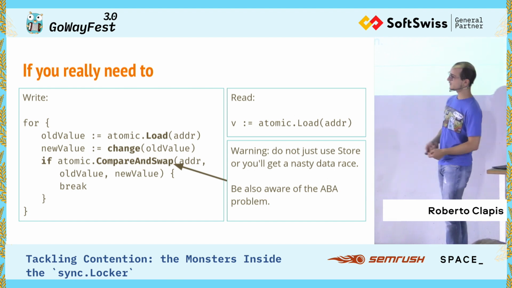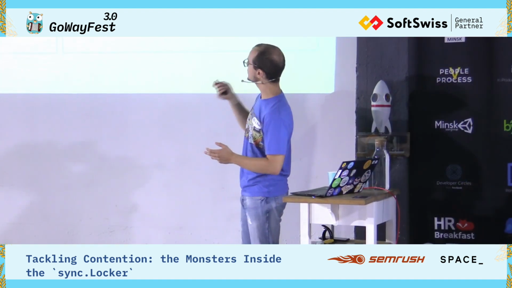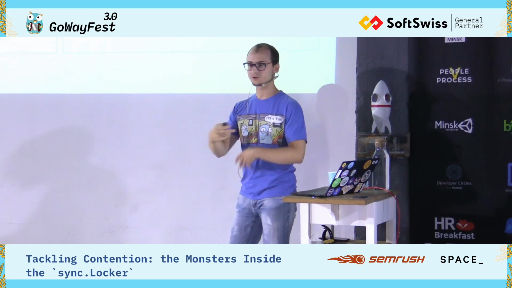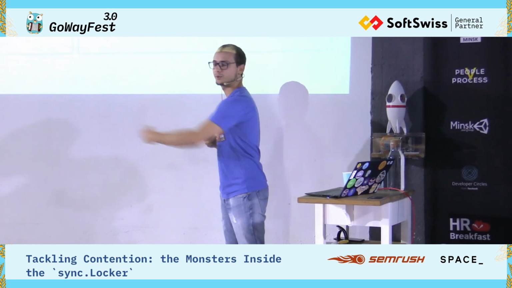There is another problem that might occur. I'm not going to go into detail in explaining what an ABA problem is, but just know that this only works if your data is monotonic. So if there is no one else decrementing it, it's just going up.